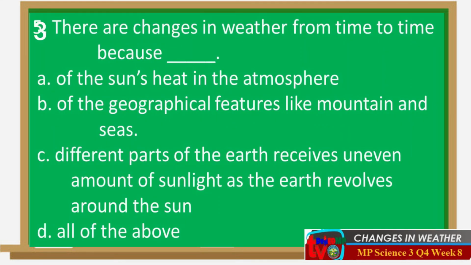Number 3, there are changes in weather from time to time because letter A, of the sun's heat in the atmosphere. Letter B, of the geographical features like mountains and seas. Letter C, different parts of the earth receive an even amount of sunlight as the earth revolves around the sun. Letter D, all of the above.